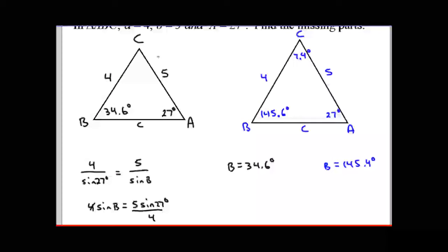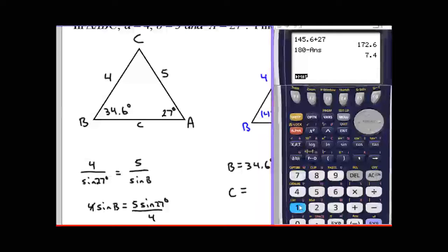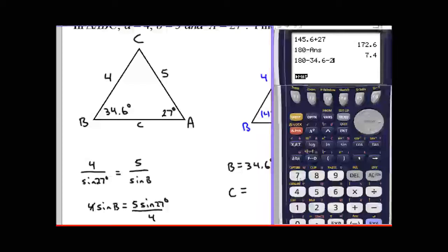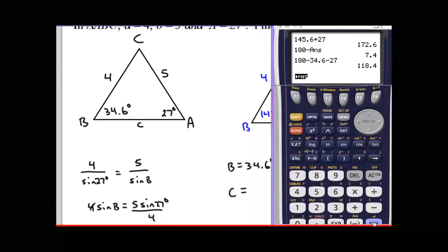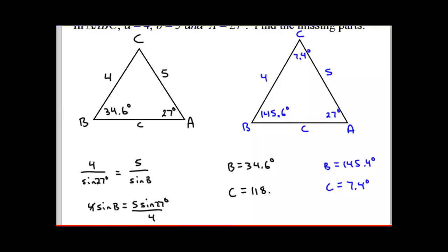Okay, now we still have to find angle C. In this triangle, I just figured out that angle C could be 7.4 degrees. In this other triangle, C could be 180 minus 34.6 minus 27, so it could be 118.4 degrees. Okay, now the last thing to do is to find side C.